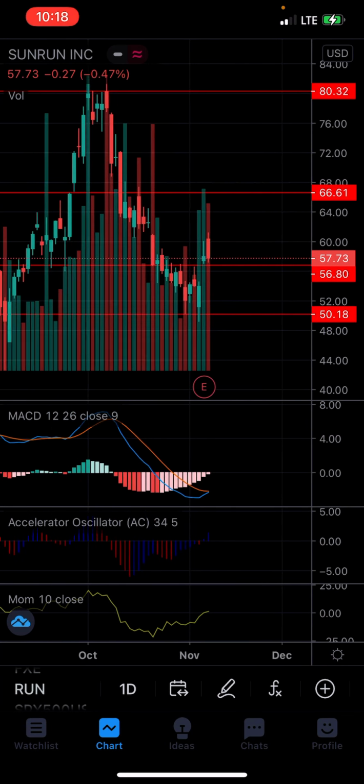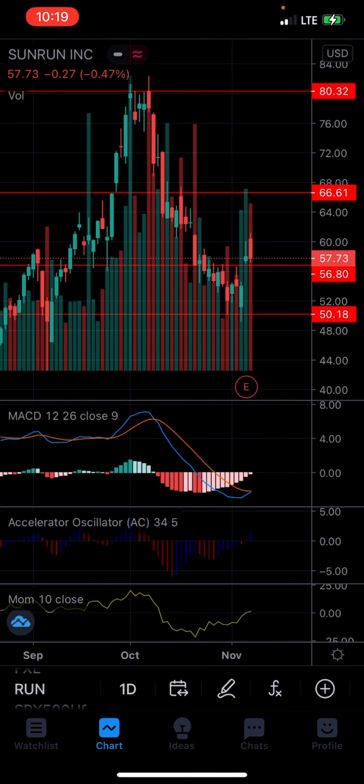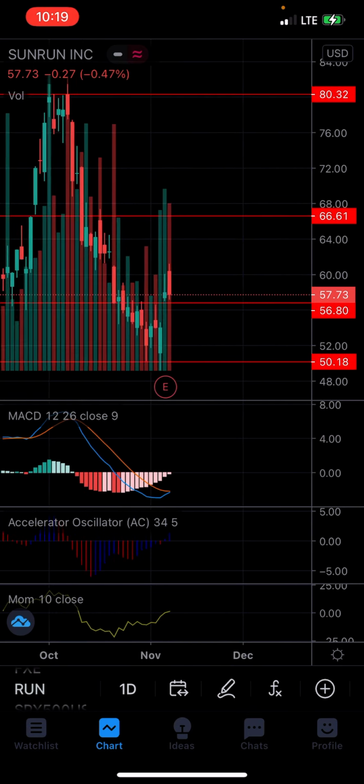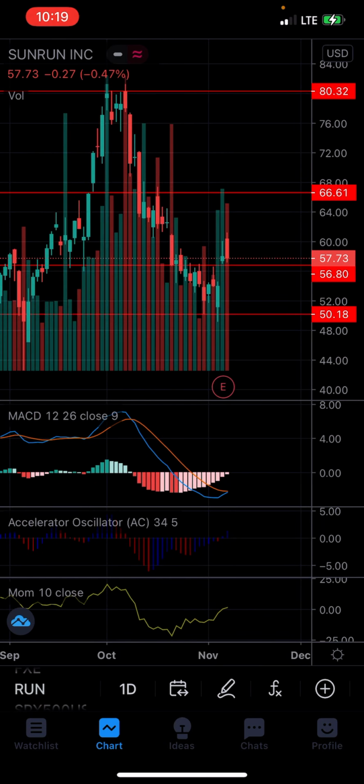If I had to make a play right now, I would probably set a buy limit at $56.80, maybe $57, and then just wait it out. I would probably end up taking profit at $66.60 as my first target, my first TP. Second TP would be my $80 mark. And if I did believe in this company and did more research, I'd probably take out all profit at my $80 level and leave the rest of it to ride.